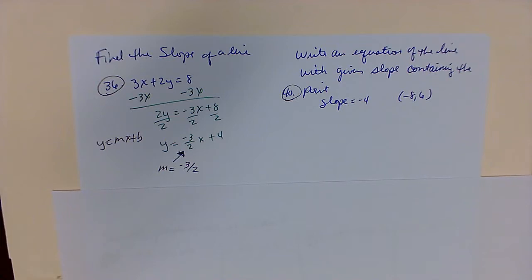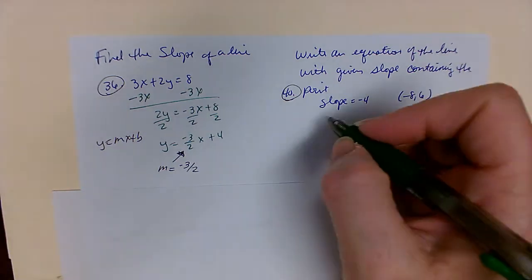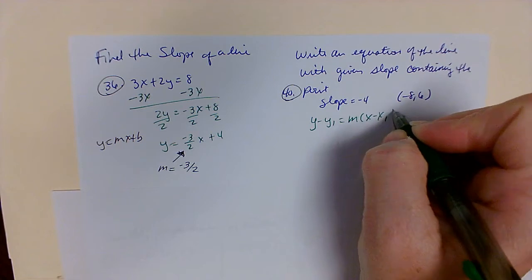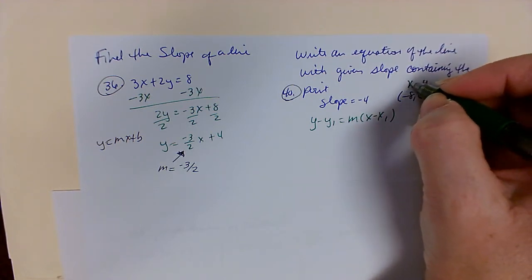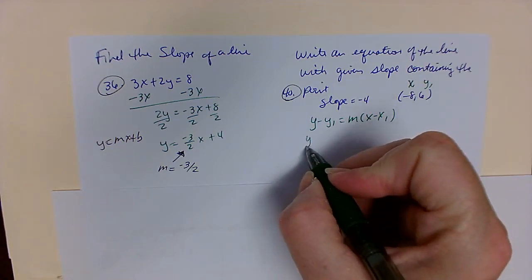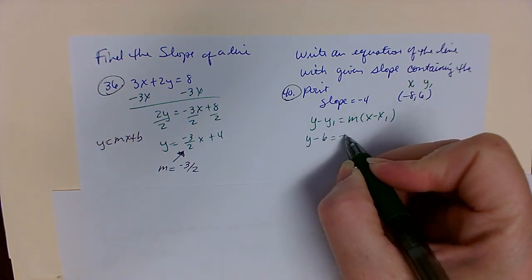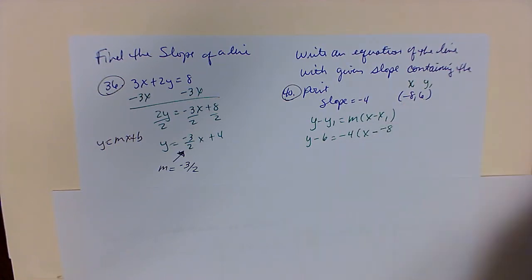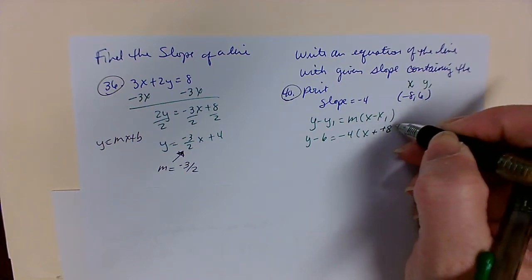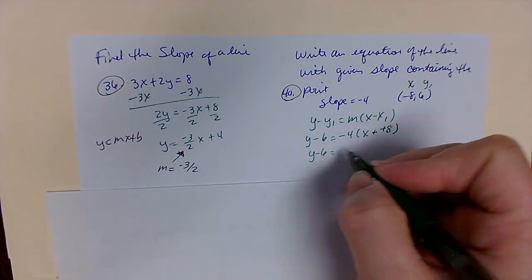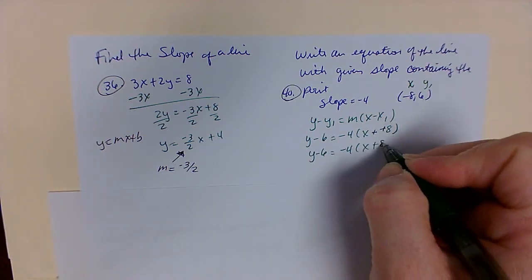The next problem we're looking at is writing the equation of the line with a given slope containing the point. So here we're going to use y minus y1 equals m times x minus x1. And here's our x1 and y1. It helps if you label them so that you don't mess up your points. So we're going to have y minus 6 is equal to negative 4 times x minus a negative 8. So make sure you turn your double negative into a positive. So like it says, y minus 6 is equal to negative 4 times x plus 8.